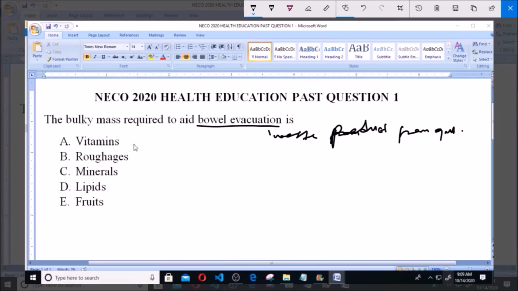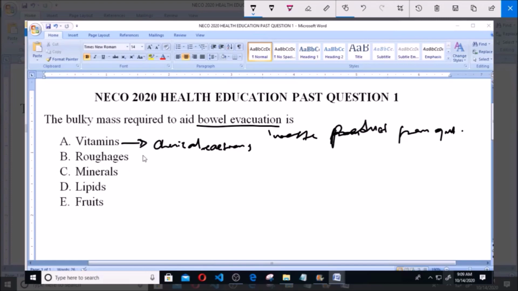Now, option A here says vitamins. A vitamin is a class of food that is important for the chemical activities or metabolic activities that go on in the body, or the chemical reactions in the body. Examples include vitamin A, vitamin B, C, D, E. All these vitamins have specific functions in the body, and they help in different areas of the body.